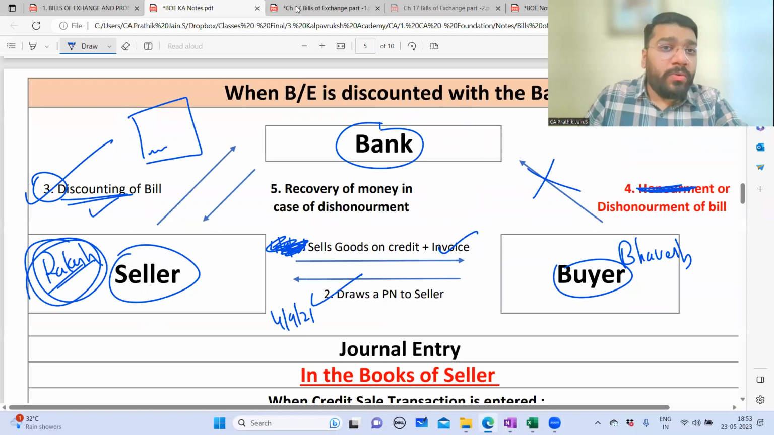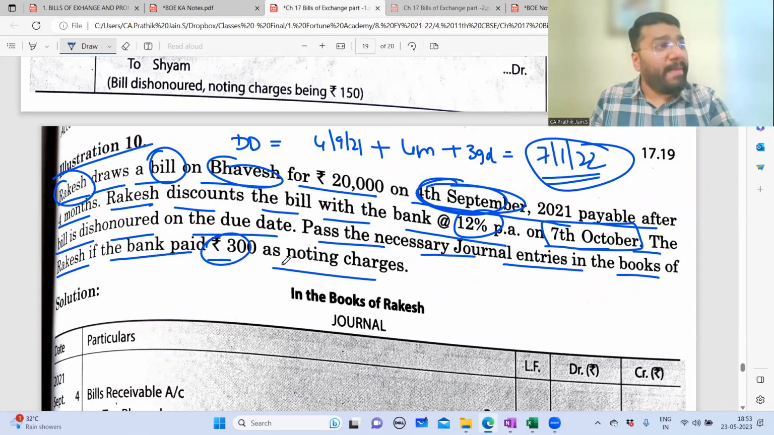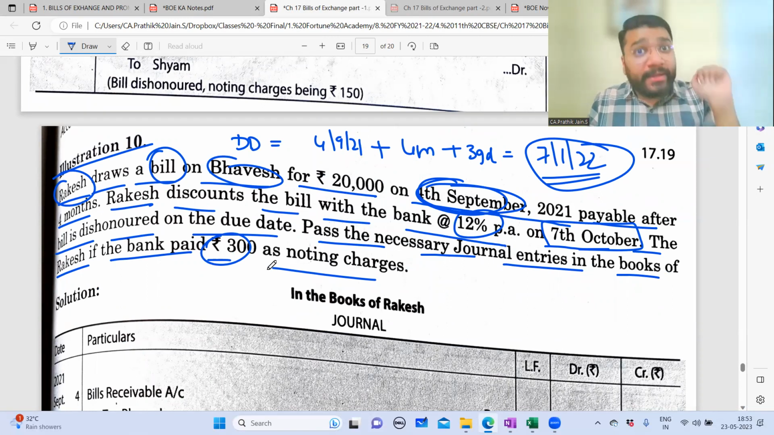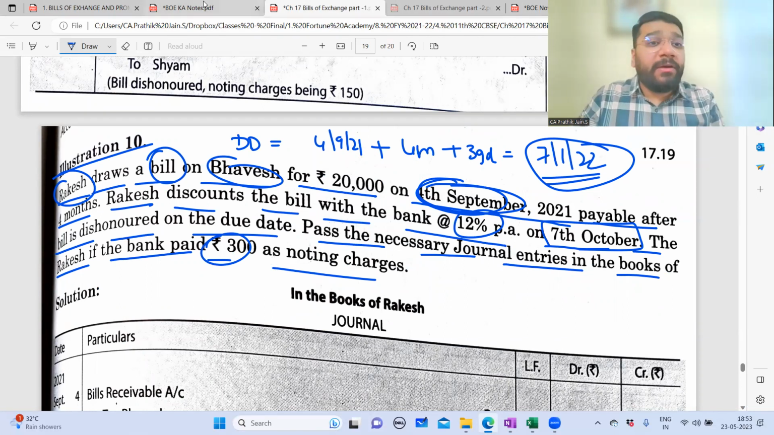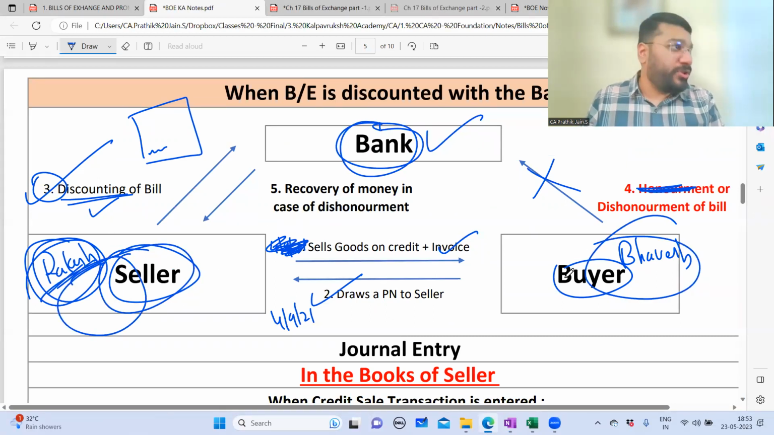20,000. Now, there is a noting charge of 300. Rakesh, right, pass the necessary journal entries in the books of Rakesh if bank paid 300 as noting charges. So bank paid 300, but will bank bear it? Bank will try to recover from whom? Bank has paid it. So bank will recover from Rakesh, and in return, Rakesh will recover from Bhavish.